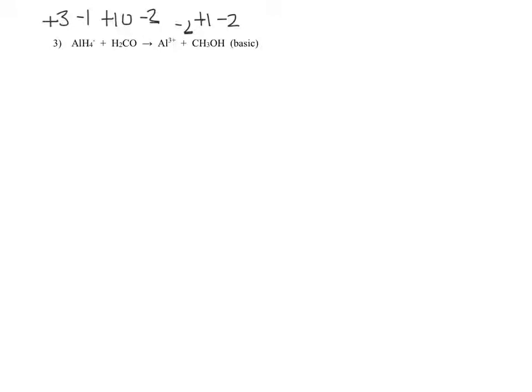So let's do step 2. Step 2 says to split up your reaction into the 2 half reactions. So you can tell that the AlH4- will go with the Al3+. And then on the other one, it'll be H2CO yields CH3OH. Okay, step 3 says balance all atoms that are not oxygen or hydrogen. So we have 1 aluminum, 1 carbon, so that one's good.